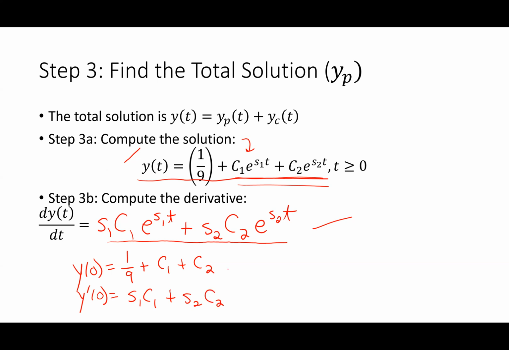Now, in general, there's a more general way of looking at this, as you guys would like to get to general formulas. The way I look at this is y of 0 is equal to the particular solution, yp of 0, whatever the particular solution is at time t equal to 0, and then whatever the derivative of that is at 0, plus s1 C1 plus s2 C2.